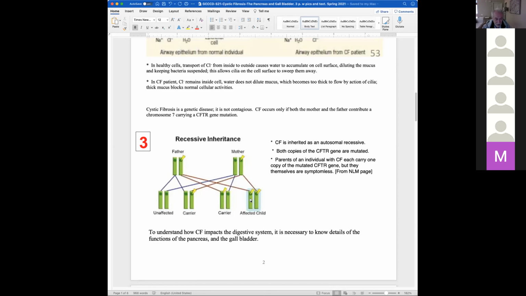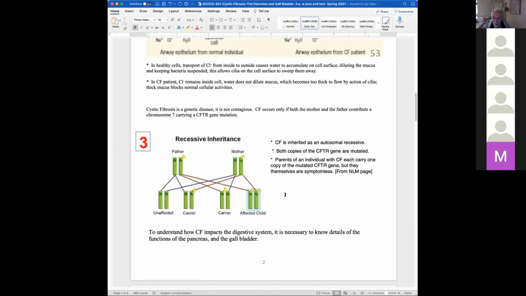So there's a 25% chance of mother and father heterozygotes having a child with the disease. 25% chance. So in other words, if they had 100 kids, 25 of them would have cystic fibrosis.